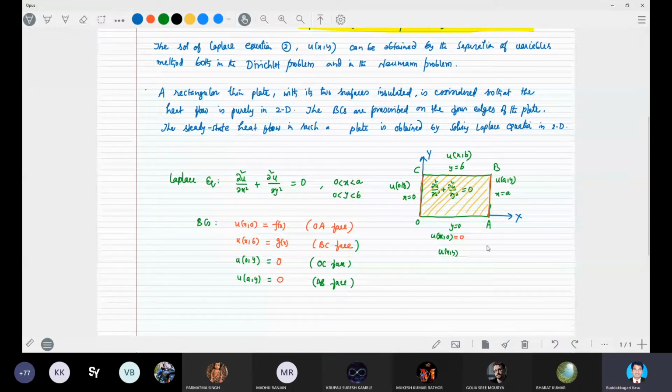Suppose I just consider, for your convenience, f(x) and g(x), where x varies from 0 to a, and y varies from 0 to b, right? These conditions you can take. This is, say, equation 1, 2, 3.